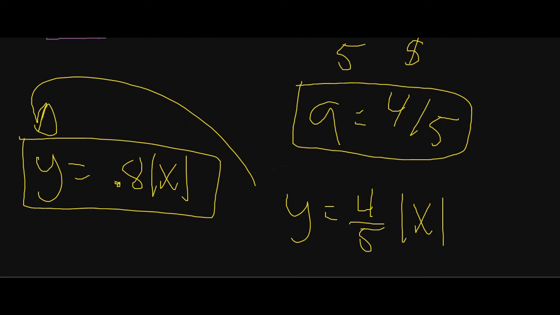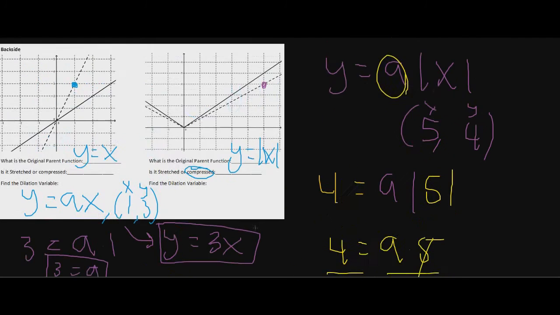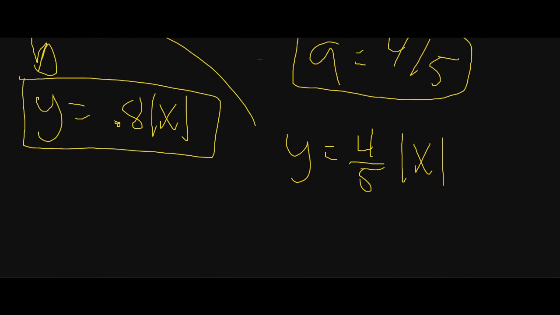So if we go back down here, our number is 0.8. It's between 0 and 1. So it's definitely a compression. It got wider, and we found out what it was, which was this new equation here. And that's it in terms of finding dilations.